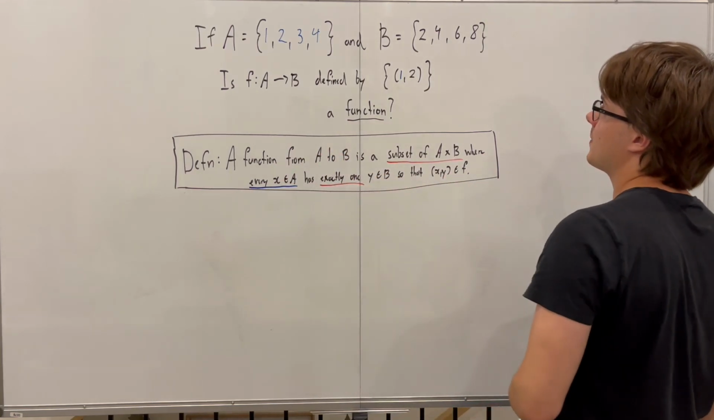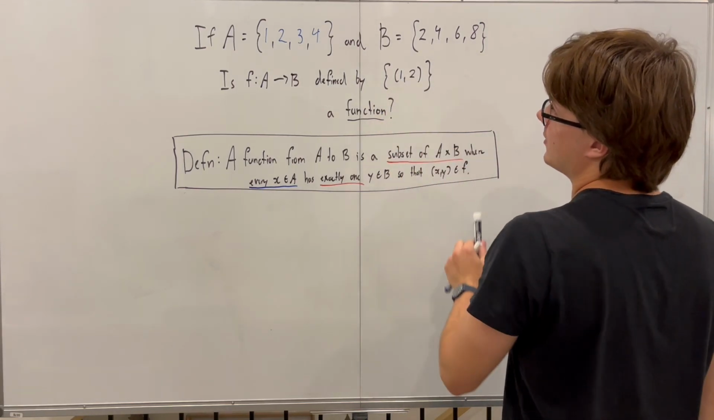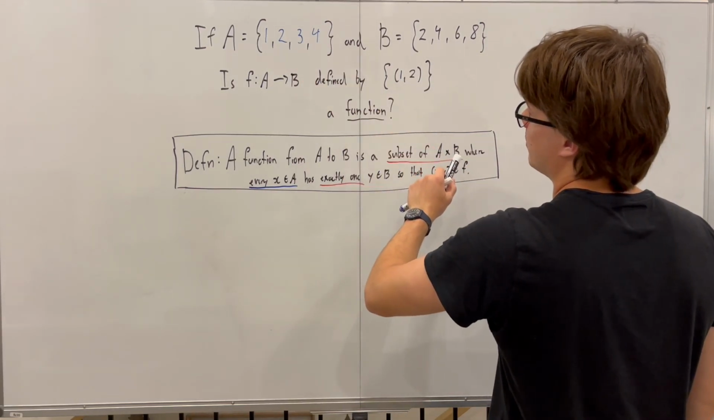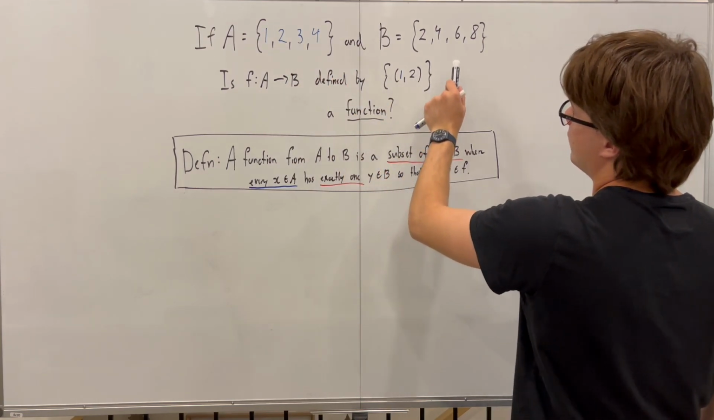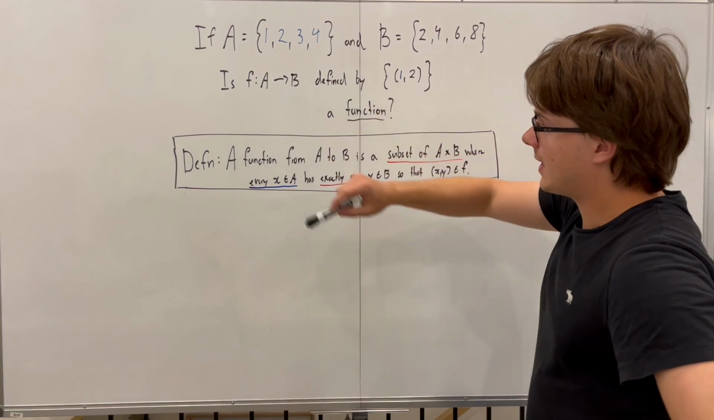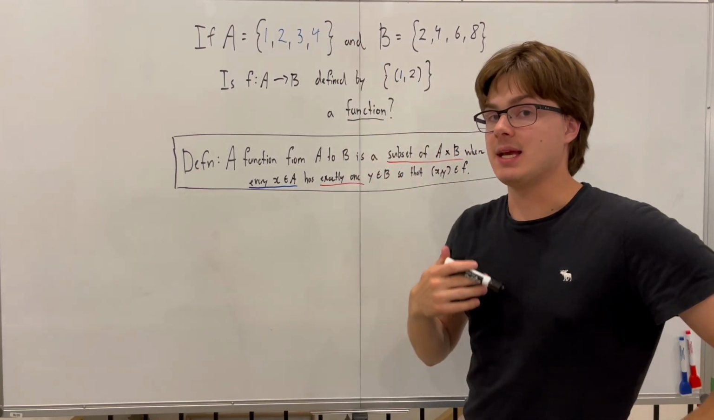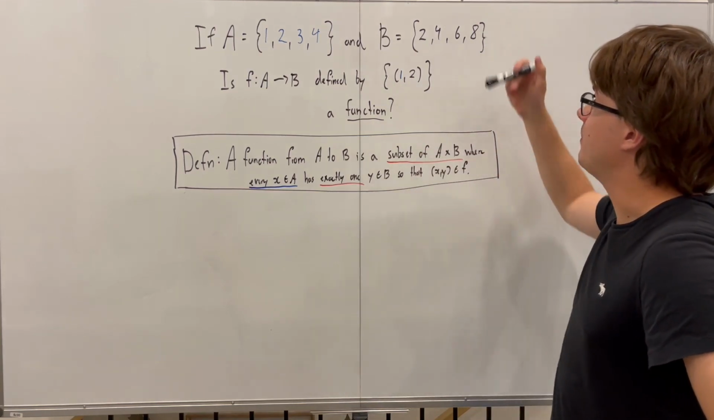Well, firstly, is it a subset of the Cartesian product? And the answer is yes. Every element on the left appears in our domain A, and every element on the right appears in our codomain B. So it's true.